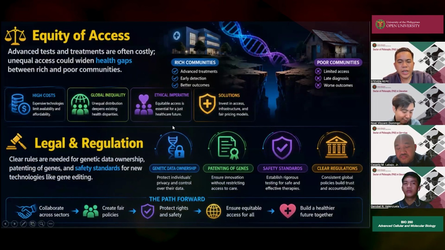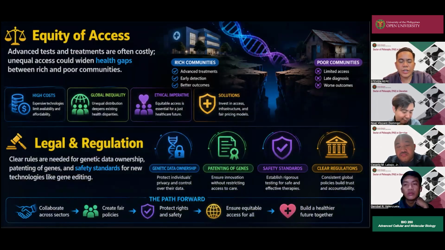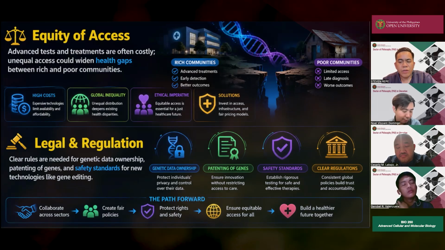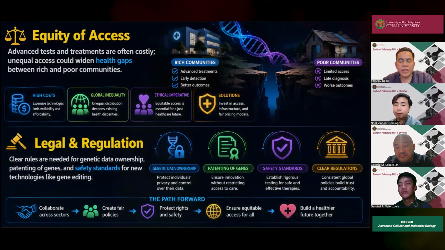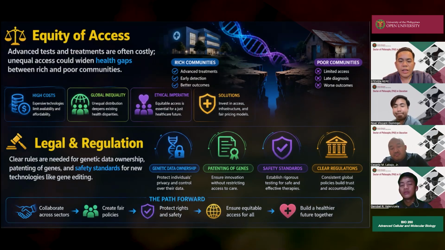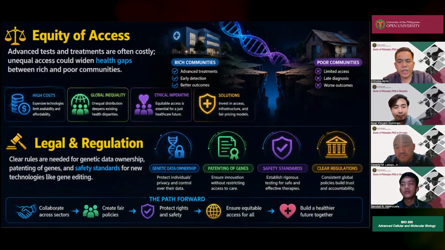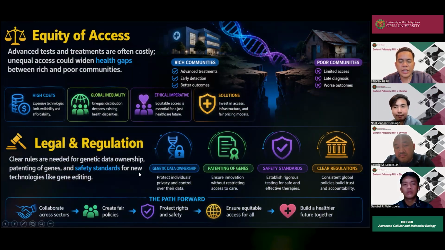We also have challenges in equity of access and legal regulation. Advanced tests and treatments are often expensive, so not all patients, of course, may benefit equally. Legal regulation is also needed for genetic data ownership, gene patenting, and safety standards, especially for technologies like gene editing.